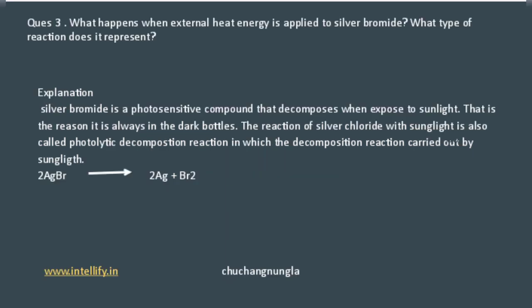Question 3. What happens when external heat energy is applied to silver bromide? What type of reaction does it represent? So the reaction involved here is an endothermic reaction. An endothermic reaction is a chemical reaction that absorbs energy through light or heat. When silver bromide is kept under sunlight, it absorbs heat energy and decomposes into silver and bromine separately, as we can see from the reaction.